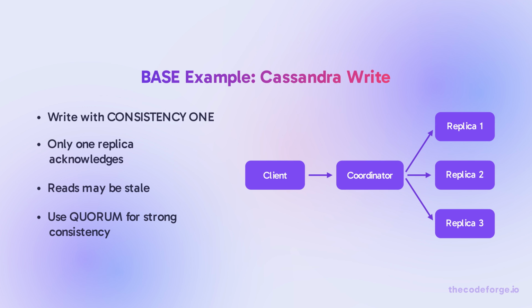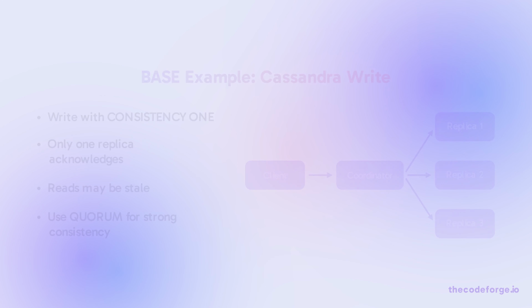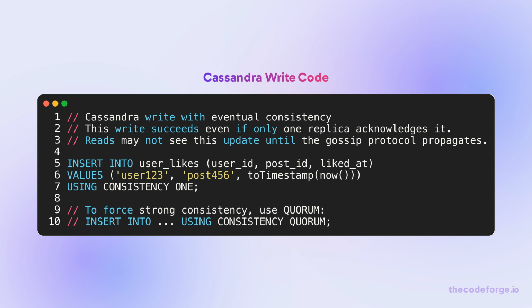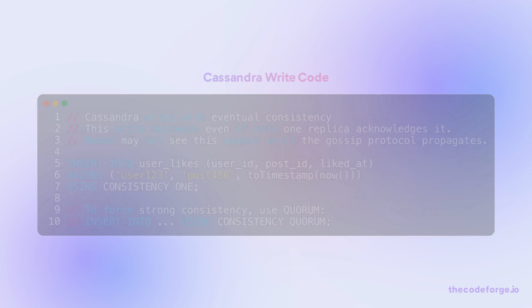In Cassandra, a write with consistency ONE succeeds as soon as one replica acknowledges, but subsequent reads may hit a different replica that hasn't received the update yet, returning stale data. For critical paths, use QUORUM consistency. This CQL inserts a like with consistency 1. It's fast but eventual. If you need strong consistency, use QUORUM for both reads and writes.